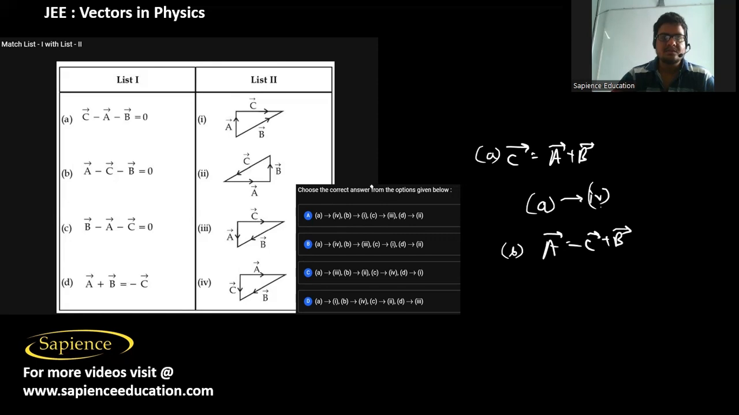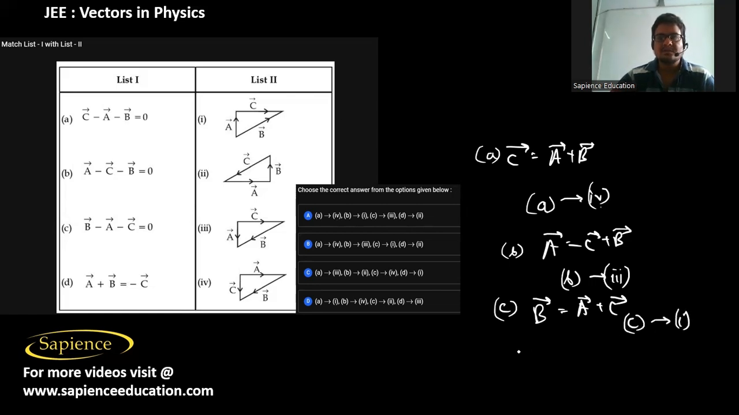A is the resultant of C and B, so B will match with 3. Then B vector equals A vector plus C vector, so it means B is the resultant of A and C. So C will match with 1, and D will obviously match with 2.